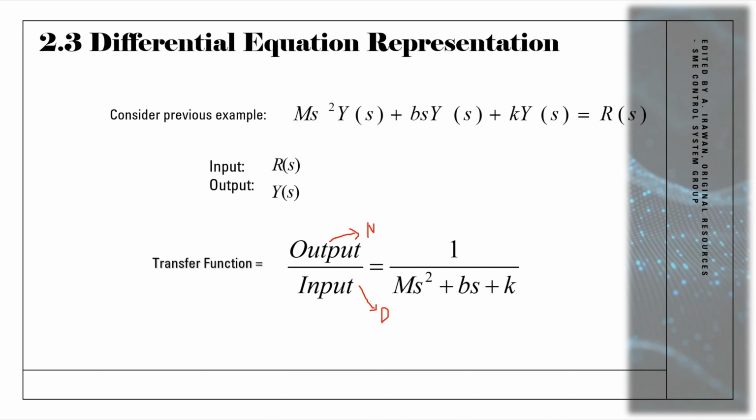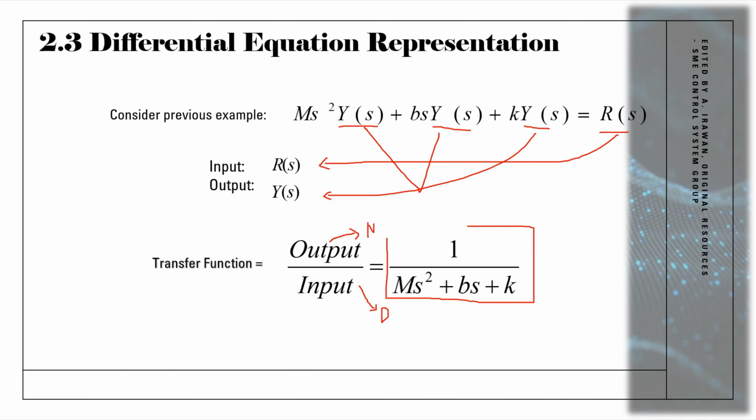You need to identify which one is the input. For this case, R is the input and Y is the output. So how we extract is that we take out Y(s), because Y(s) is common to all the components, and we make it the output, and R(s) the input. So this is the transfer function equation for this system, for these equations. This is the transfer function.